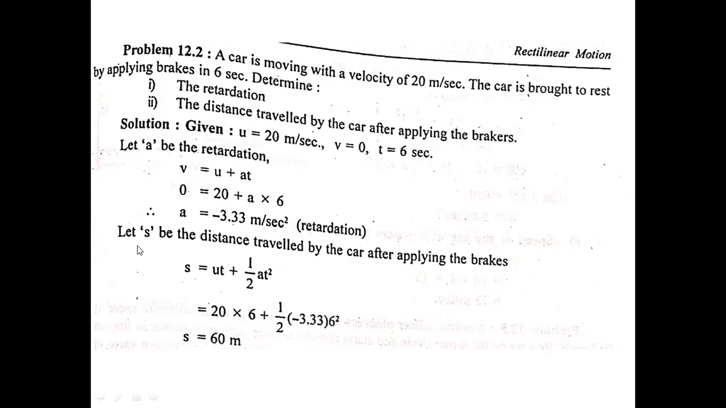Okay, next, what is the distance covered? For that you have the distance equation, s is equal to ut plus half at square. Initial velocity u is 20, t is 6, and the retarded acceleration I substitute here, minus 3.33. Then t will be 6 square. If I simplify this, I got the distance as 60 meters. My distance is 60 meters.